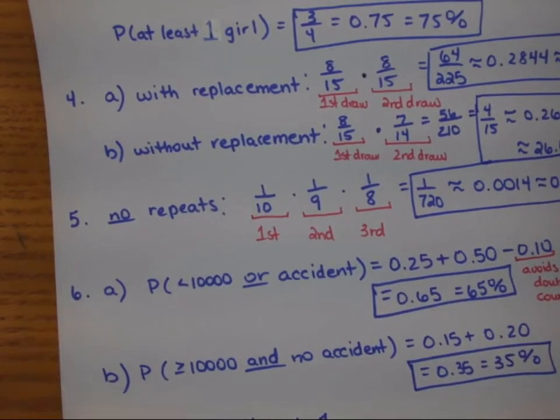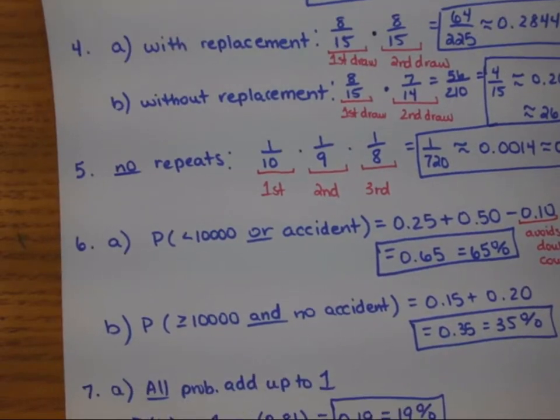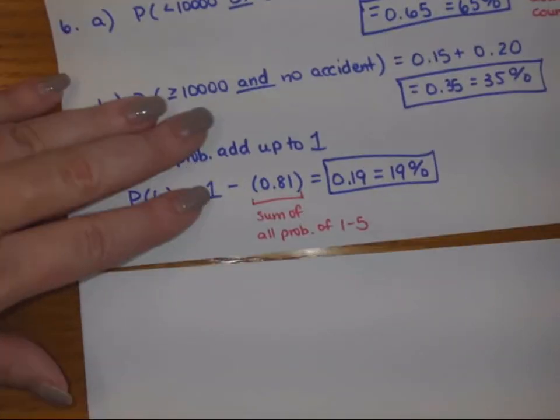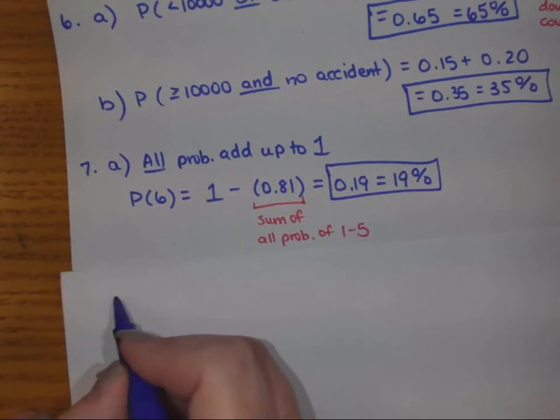Okay, so how I got this was the sum of all the probabilities so far. So I'm going to say of 1 through 5. All right, so that's A.